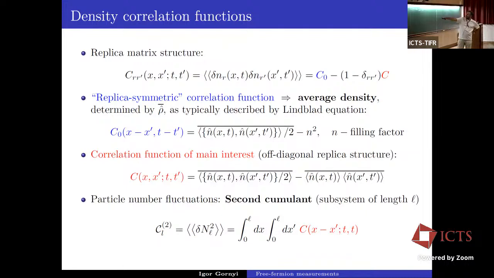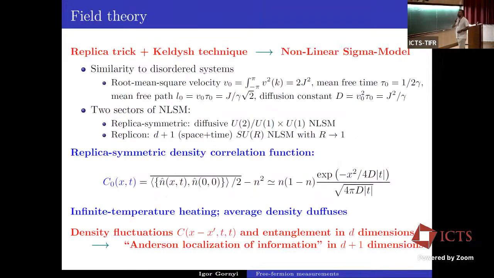And you see in this term, this would produce the second cumulant and the first term in the expansion of the entanglement entropy. And you see here, we average 2 copies of the system. So that's why we need the replica trick. Right, so with all this, skipping technical details, we arrive at a nonlinear sigma model, which turns out to be very similar to the one describing disordered systems.